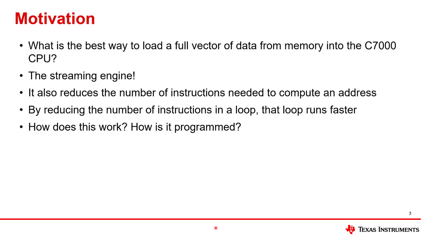What is the best way to load a full vector of data from memory into the C7000 CPU? Well, by using the streaming engine. The streaming engine also reduces the number of instructions needed to compute an address. And for an important loop, reducing the number of instructions in that loop means it's going to run faster. How does all of this work, and how is it programmed? That's what this video is about.